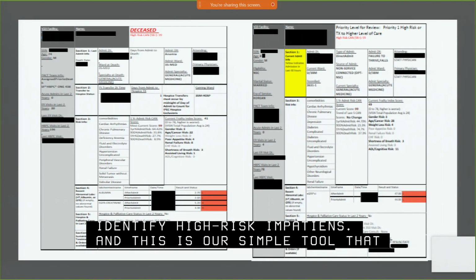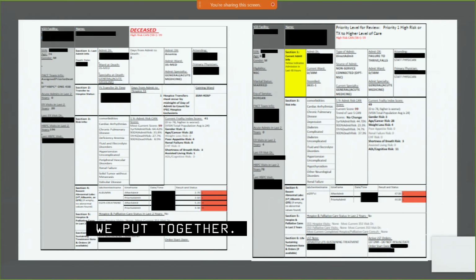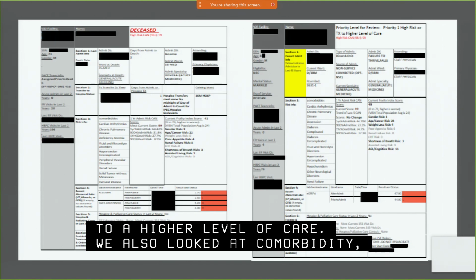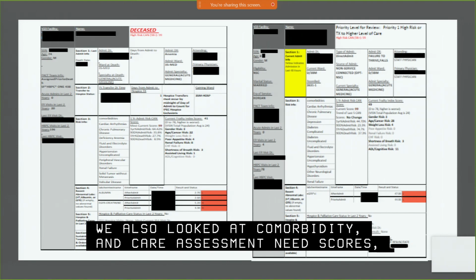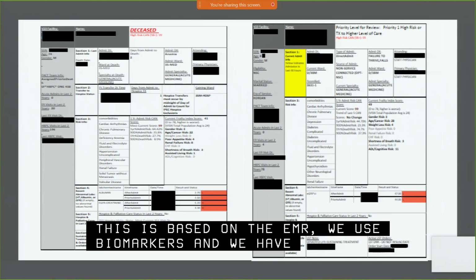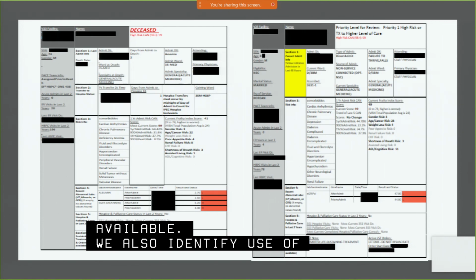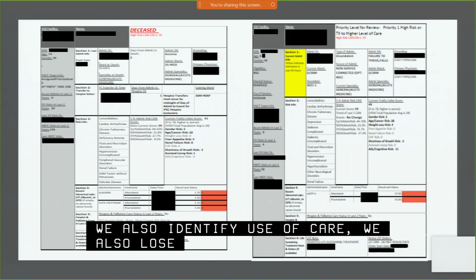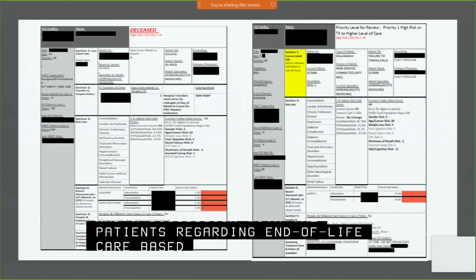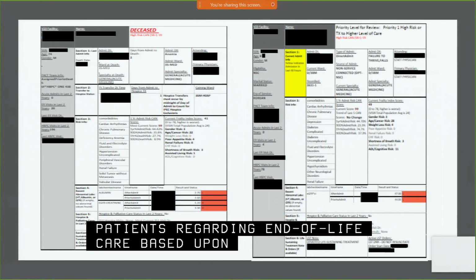Demographic information. We also created here ward transfer mortality, which is one of the big issues that we had, as patients going to a higher level of care. And then we also looked at comorbidities, a care assessment needs score, which is just a simple risk score based upon the EMR. But then we also had our frailty score. We used biomarkers because we easily had that available. We used albumin and hematocrit. We also identified use of care, so home-based primary care. We also used our number of ER visits within the last 2 years. And lastly, had the providers actually had a discussion with the patients regarding end-of-life care based upon our LST note, or life-sustaining treatment note, that is part of the VA initiatives to improve care towards the end of our life.